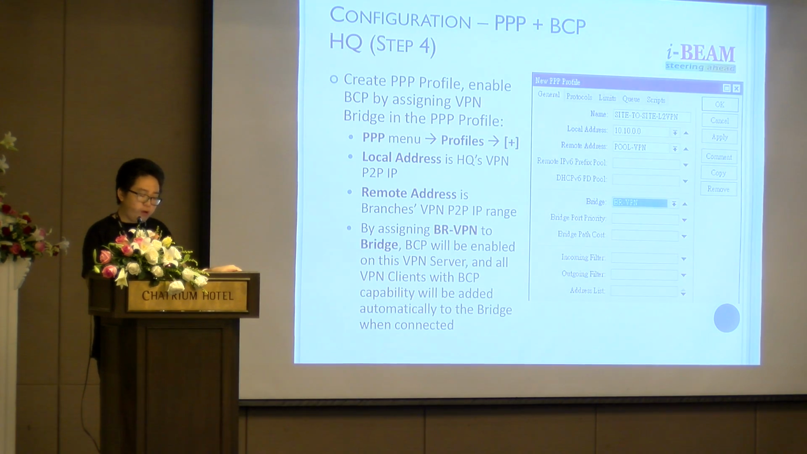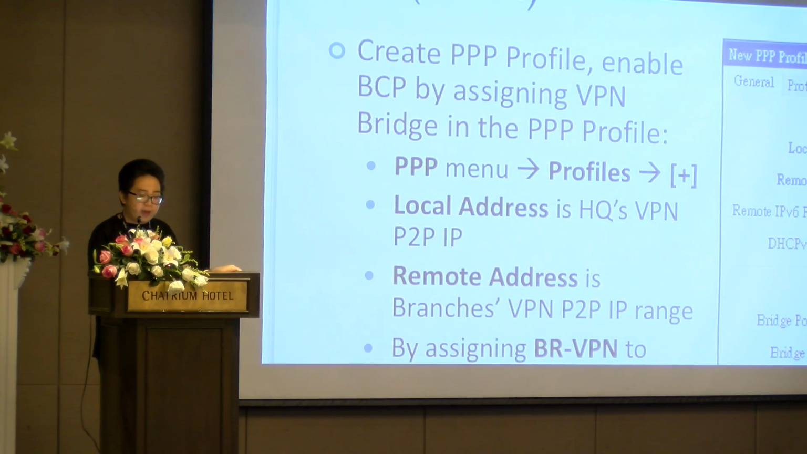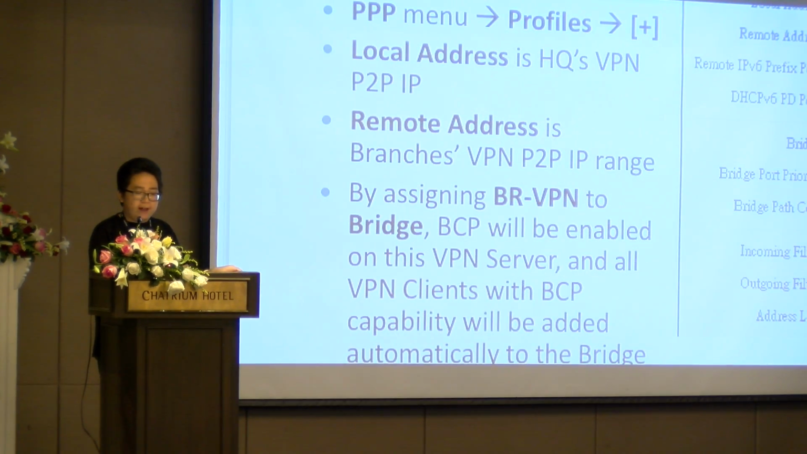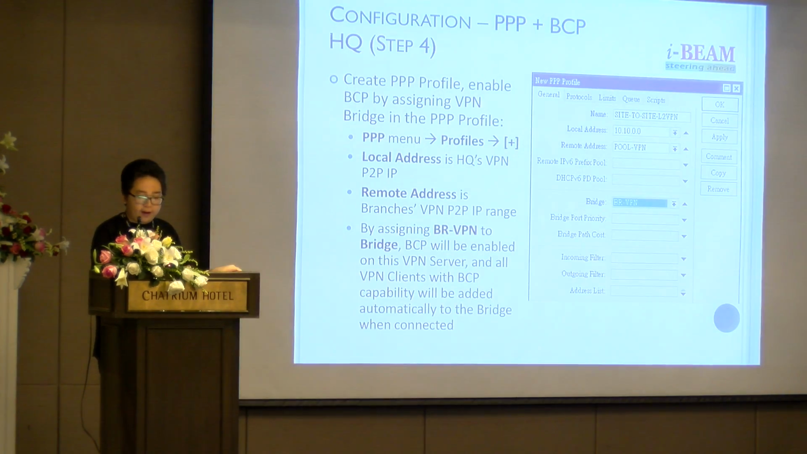Step number 4, you need to create the PPP profile to enable BCP. You go to the PPP menu, go to Profiles, and then create the profile. And specifically in the profile here, you need to mention what point-to-point address you want to use on the VPN server. This point-to-point address is the IP address that your VPN server uses after the VPN is established. You might ask, what is this address used for? For pinging. Sometimes you might feel your VPN tunnel is unstable. So how do you prove your feeling is true or not? You need to ping, right? So you need to have a point-to-point IP between the server and client for monitoring. So you can monitor the latency, you can monitor the packet loss.